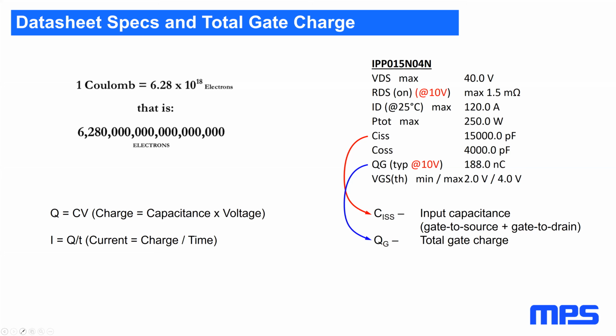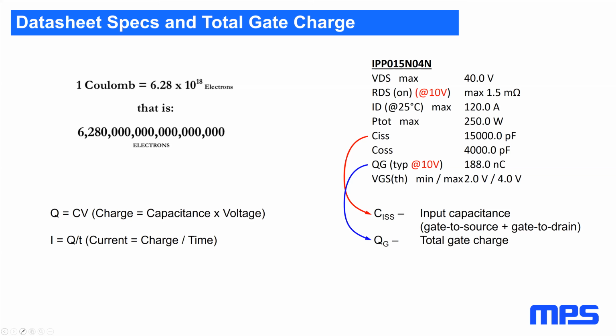Another datasheet spec you can use to design the gate drive is the total gate charge, or QG. QG is a charge in coulombs. Actually, it's usually in nanocoulombs. A nanocoulomb is 6.28 times 10 to the 9th electrons, by the way. So note that the total gate charge is always specified at a given voltage. In this example, 10 volts again. You might remember a basic expression, Q equals CV, charge equals capacitance times voltage. So really, a charge at a specified voltage equates to a capacitance.